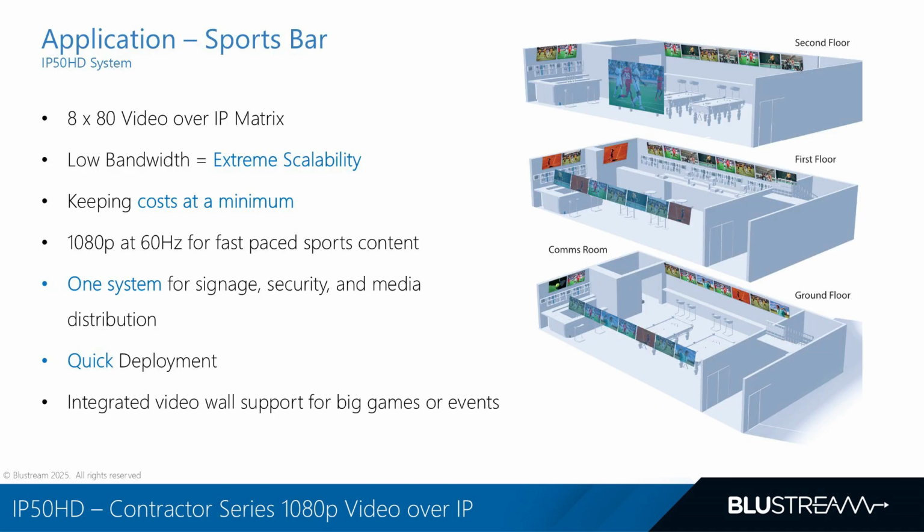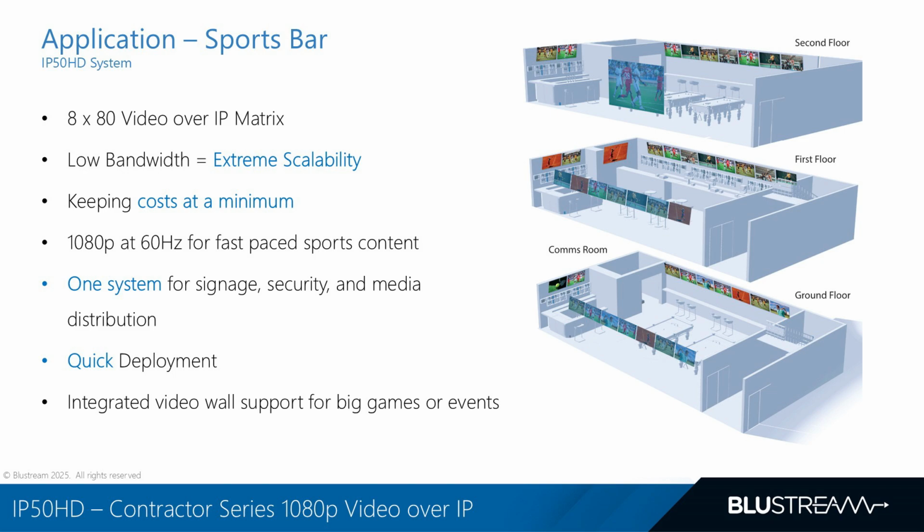Now let's take a look at a real-world application that perfectly illustrates the strengths of the IP50HD, a multi-level sports bar installation. This is exactly the kind of environment where the IP50HD shines, offering the right balance of performance, scalability, and cost efficiency. At the core of the system is a highly optimized H.265 codec, which allows us to distribute 1080p video at 60 Hz, using only a fraction of the bandwidth required by many other platforms.